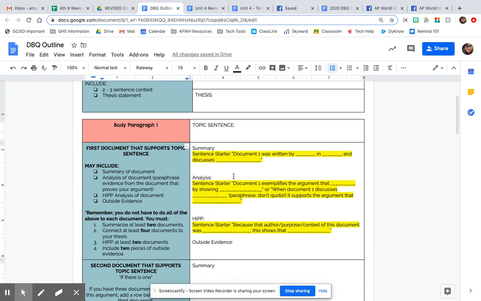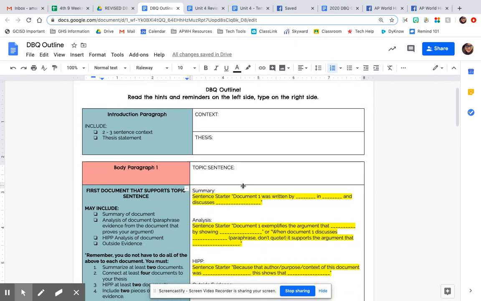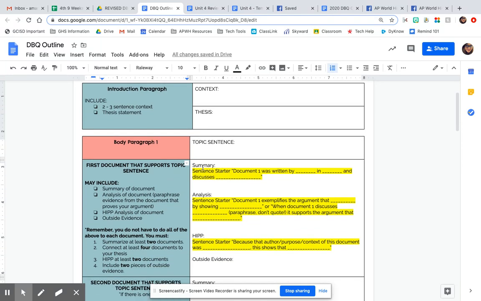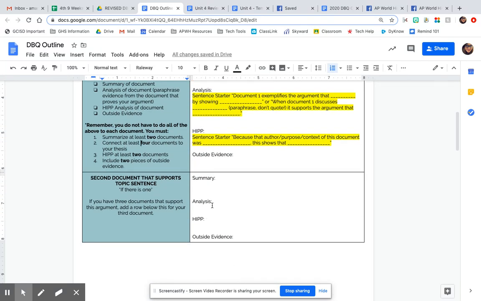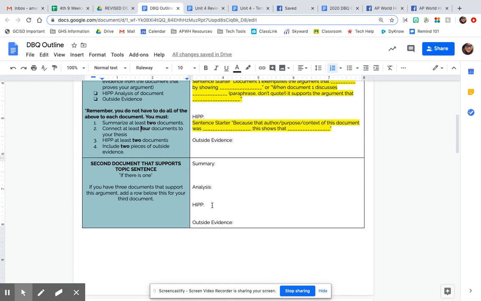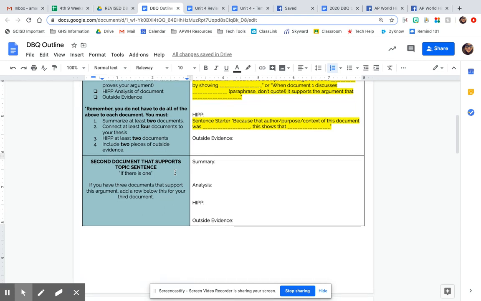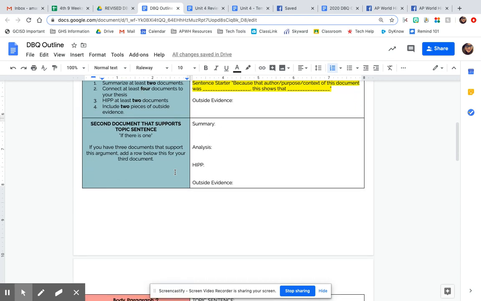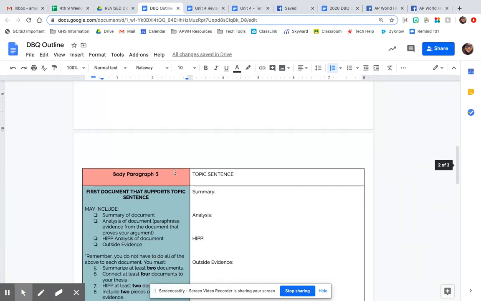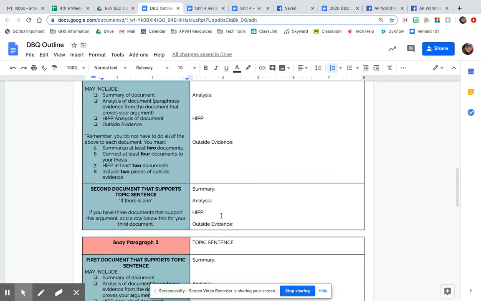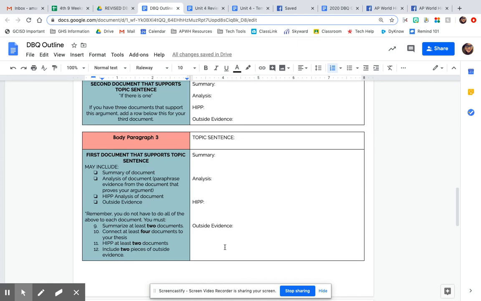So here is a place for you to go ahead and type out the topic sentence, type out your summary, your analysis, your HIPP, etc., and do that for each document. I've created a place for two documents to support each argument. If you have three, just add another row below it. Or if you only have one for an argument, that's fine, because you only need one document to support an argument. Then you'll see you can come down here, body paragraph two, and then body paragraph three.